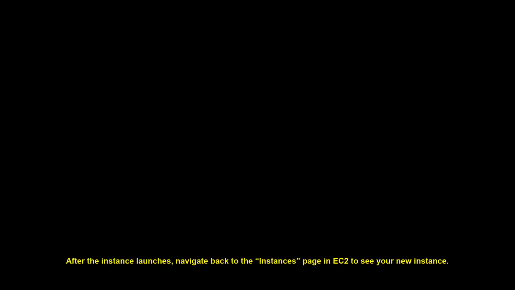After the instance launches, navigate back to the Instances page in EC2 to see your new instance. Copy the public IP address of the instance for later use. Open a terminal or command prompt to SSH into your instance using the public IP address. Once logged in, you can access the Matillion ETL interface through your web browser.